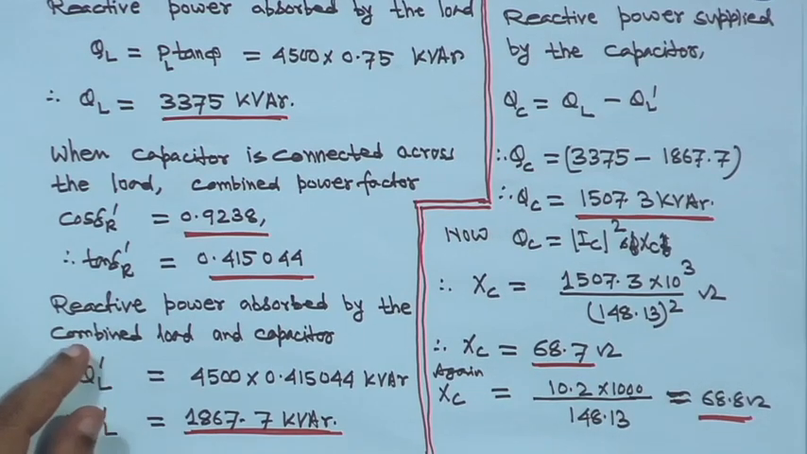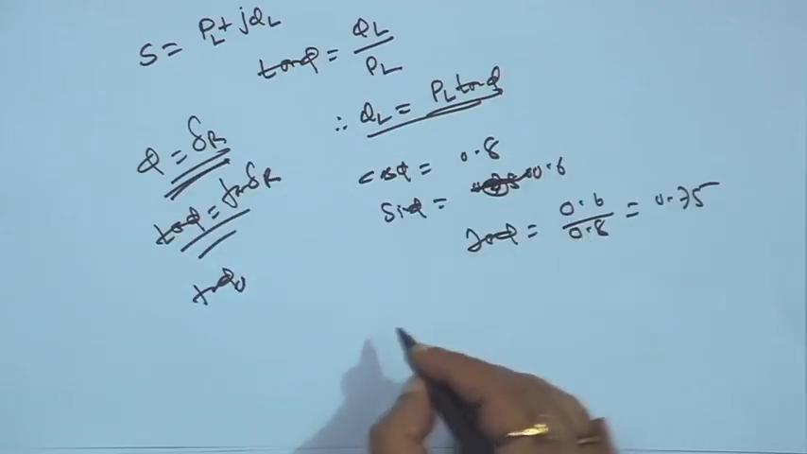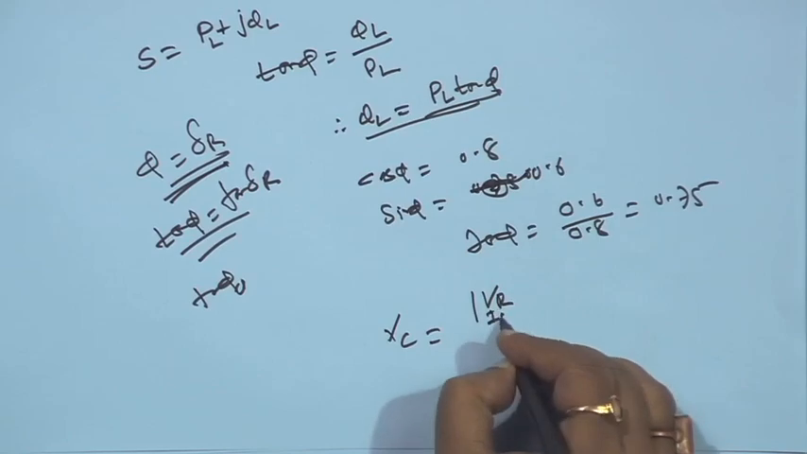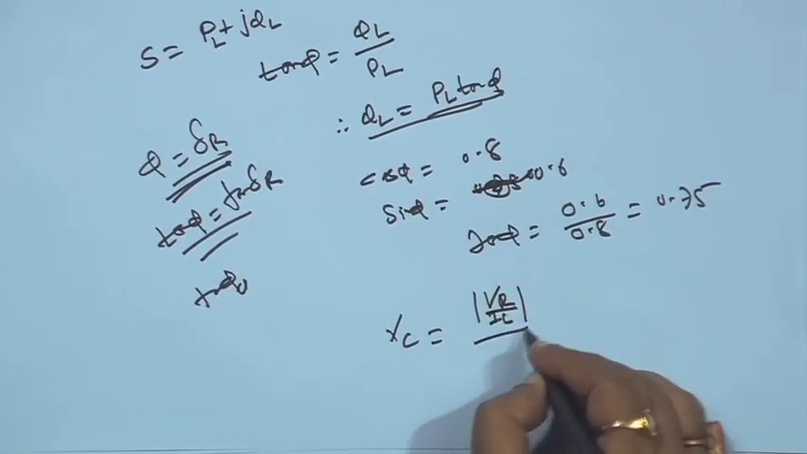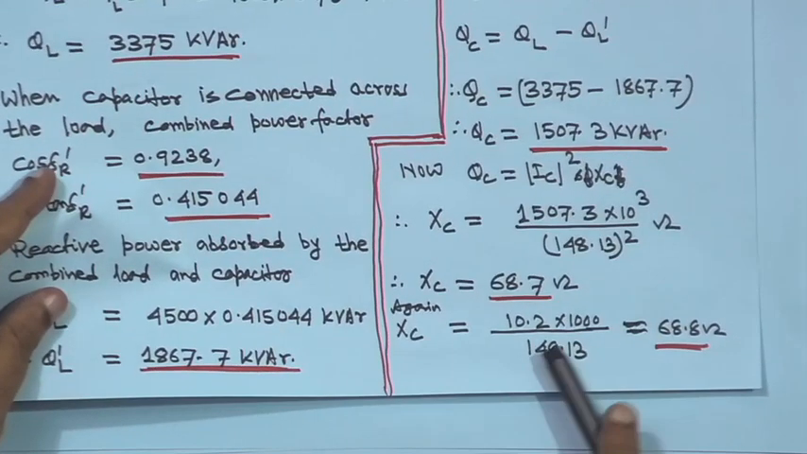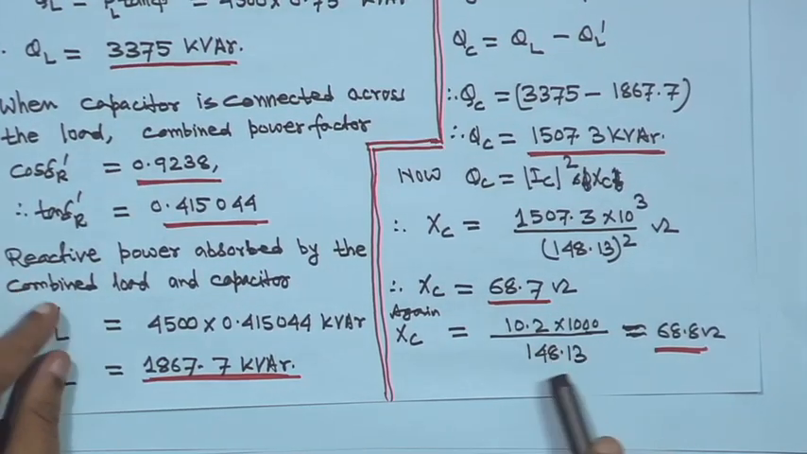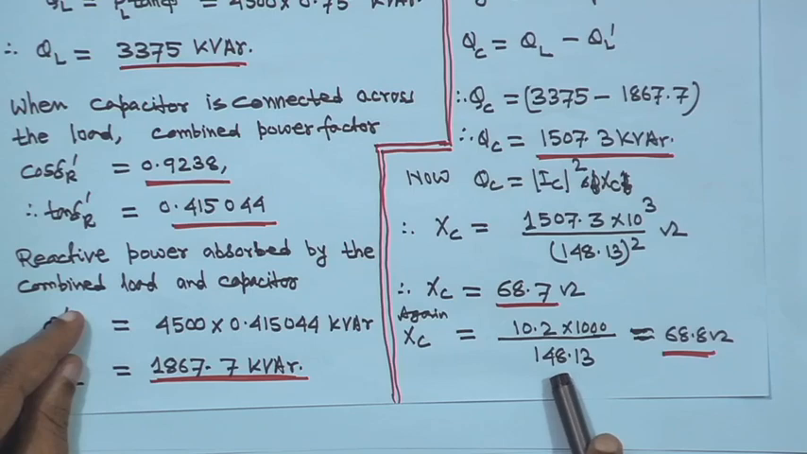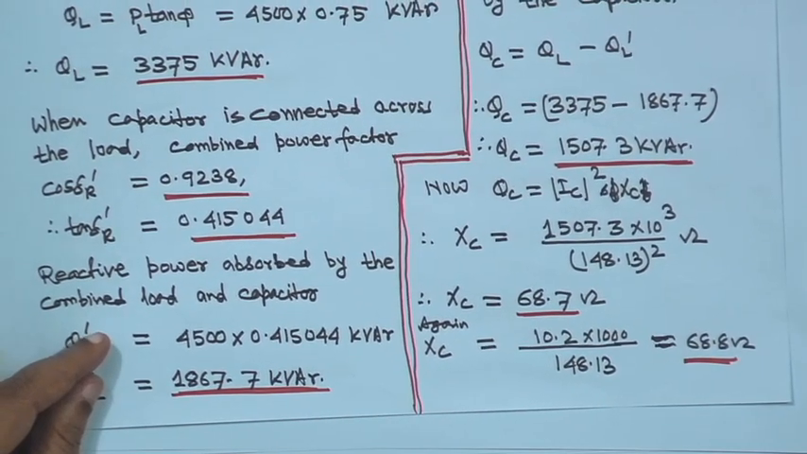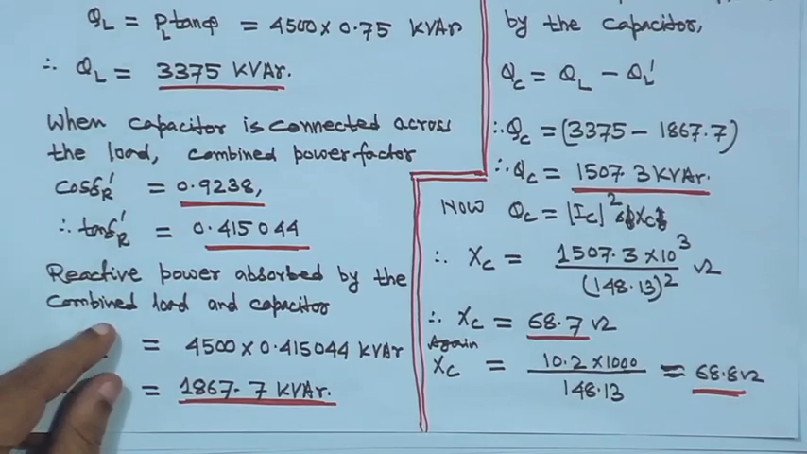And that means from this diagram, if you look at the diagram, Xc is equal to basically Vr by Ic, right. So Xc is equal to Vr upon Ic, that you have used here. Ic was j 148.13, that is the magnitude. So from that you can calculate and see that your results are correct.